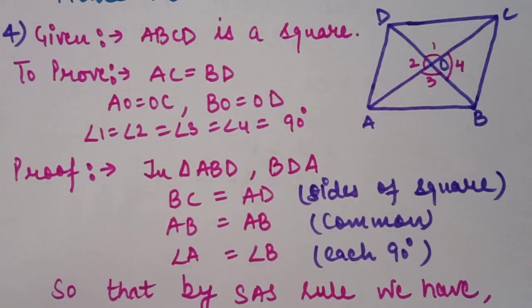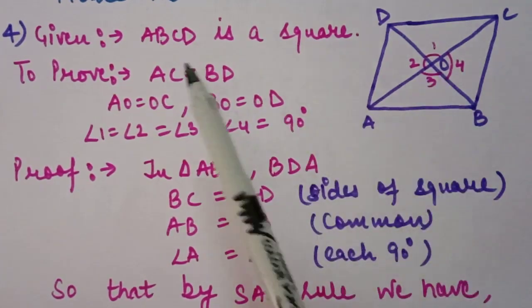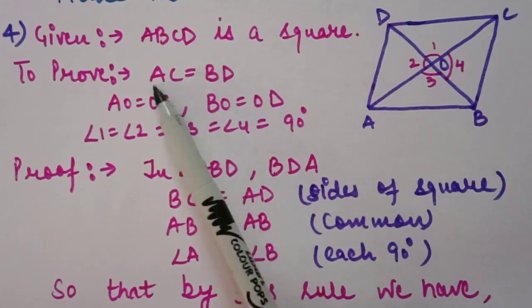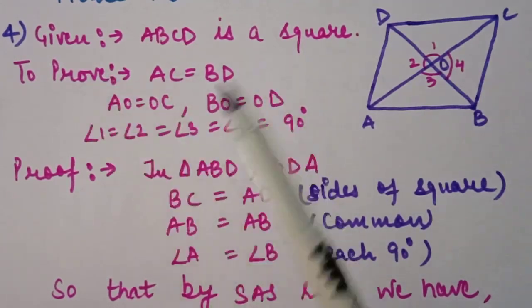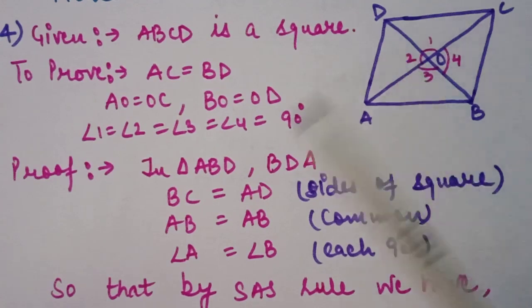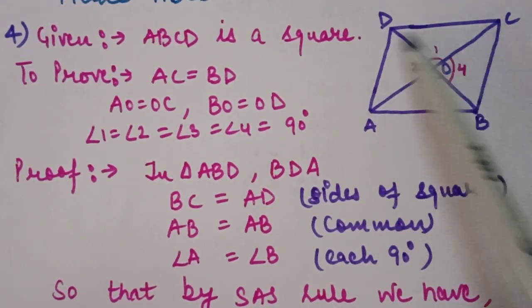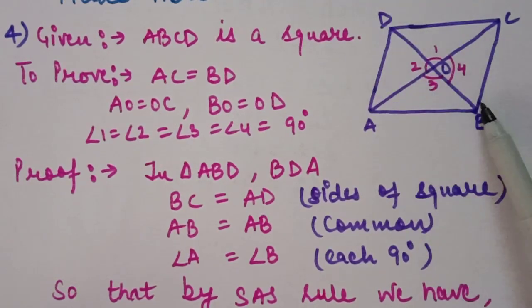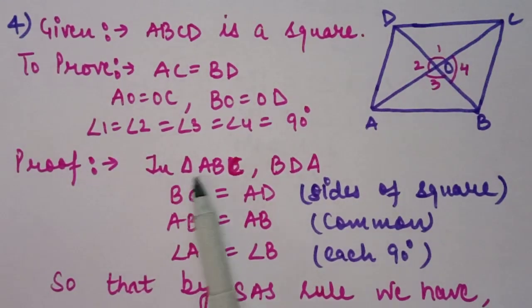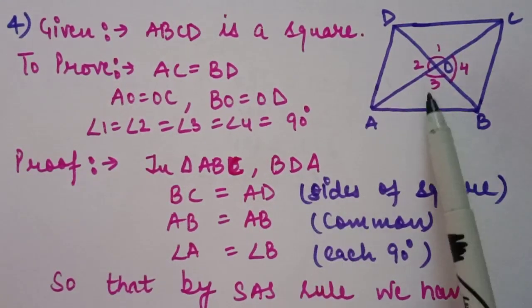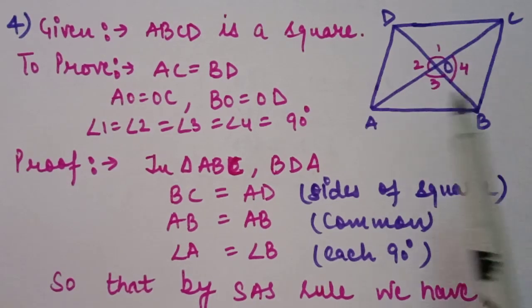So students, it is a long question. Pay attention and try to solve it. Students, first of all we want to prove that diagonals are equal. So we will take two complete big triangles, triangle ABC and triangle ABD. In triangle ABC and BDA, first of all we need three elements now.